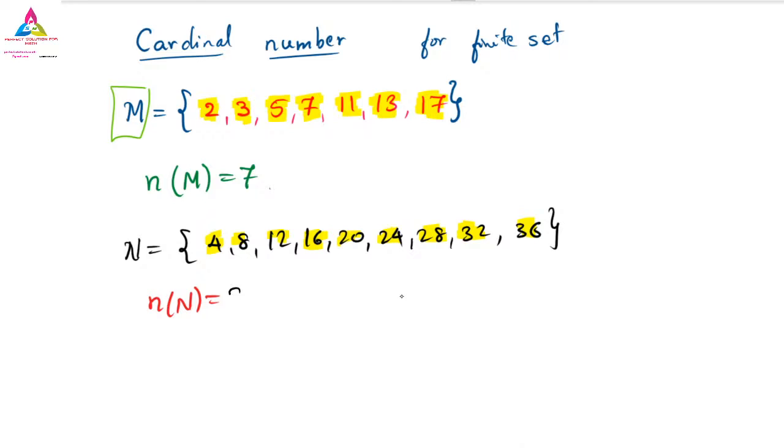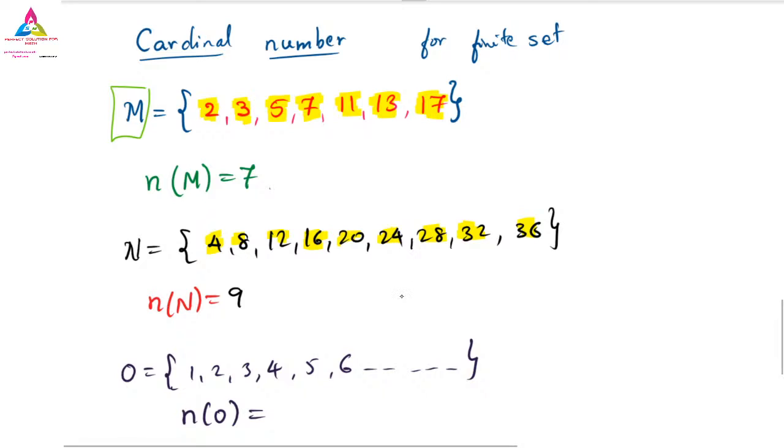That is important, and I think you can understand the cardinal number now. One more, the last one I will take: O equals 1, 2, 3, 4, 5, 6, and so on. So what is the cardinal number of this set O? Here, is the cardinal number of set O only 6? We have 1, 2, 3, 4, 5, 6, so can we write 6, or is it not possible?